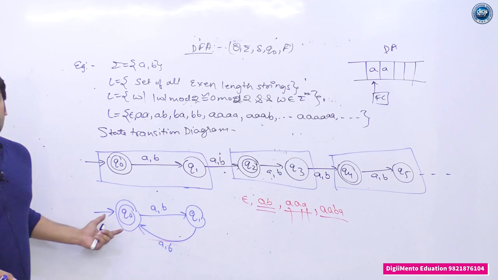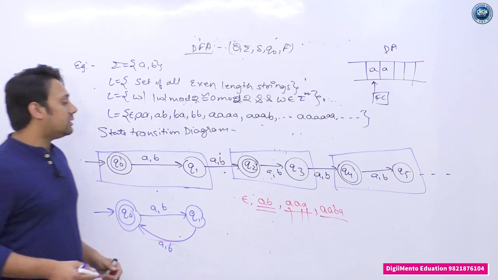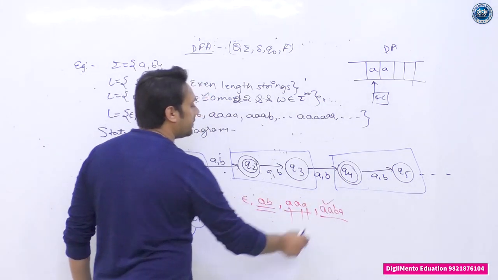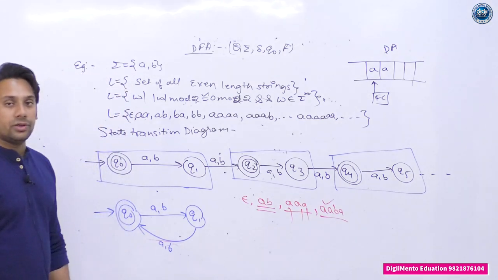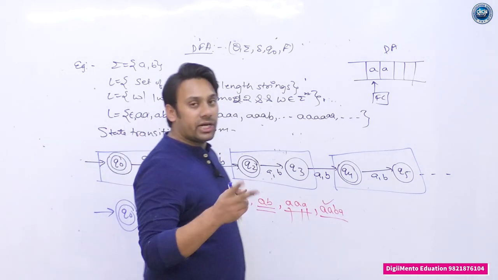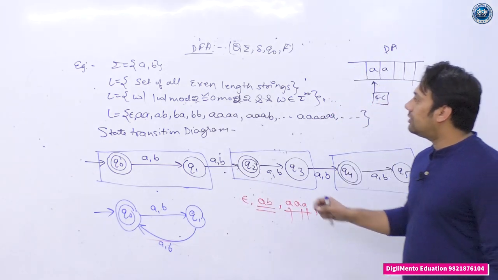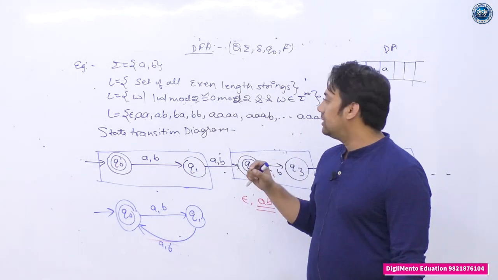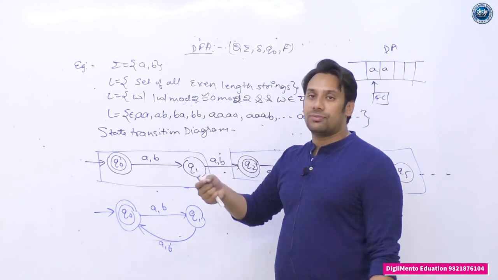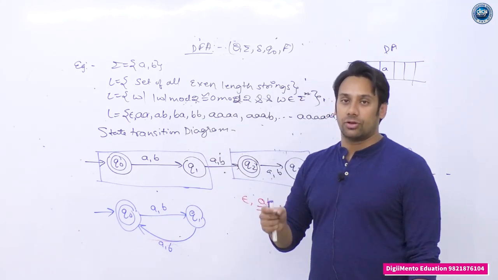Now we will always end at state Q0. Therefore this string will be accepted. Okay, so by looking at these two diagrams, you can check from both diagrams that to solve the same problem, we can have more than one finite automata.